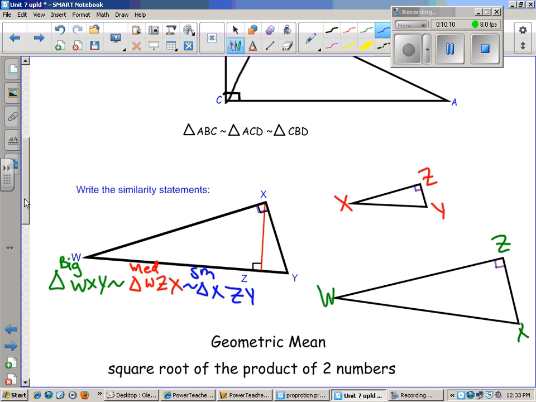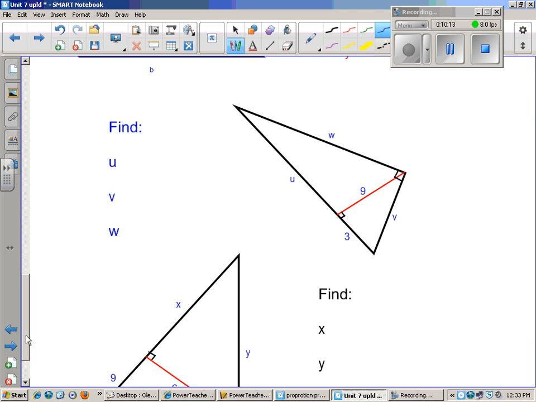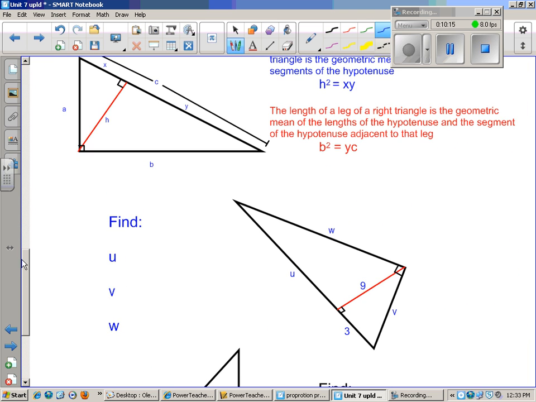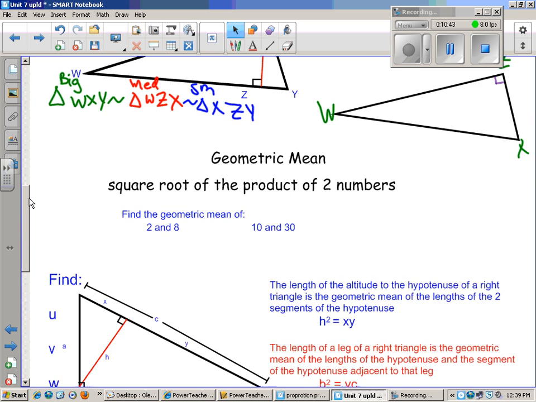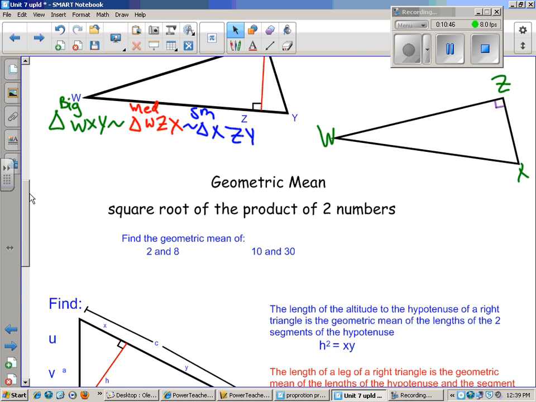Okay? All right. So before we talk about corresponding parts, why don't you write the similarity statement for these triangles, and let's give them letters. This is A, B, C, and D. All right, you write the similarities. So we're going to be setting up proportions based on corresponding parts, and that's going to help us solve for missing side lengths. For today, the other thing I want to do is talk about geometric mean.